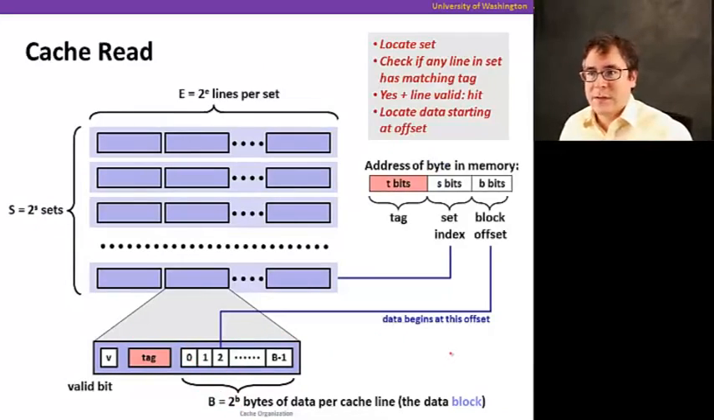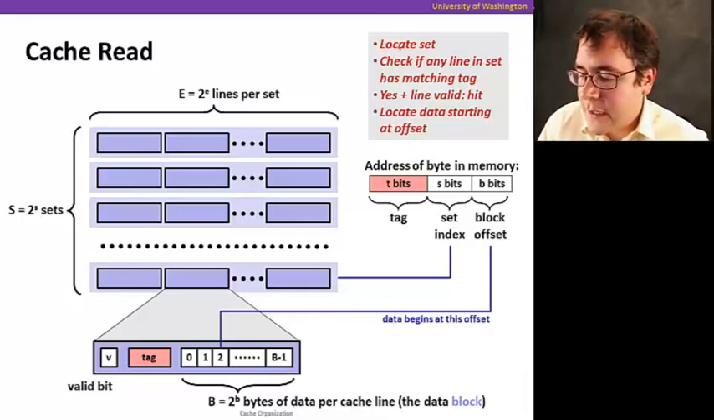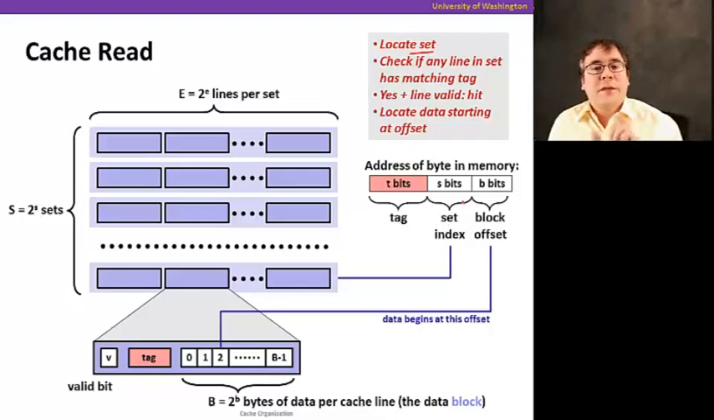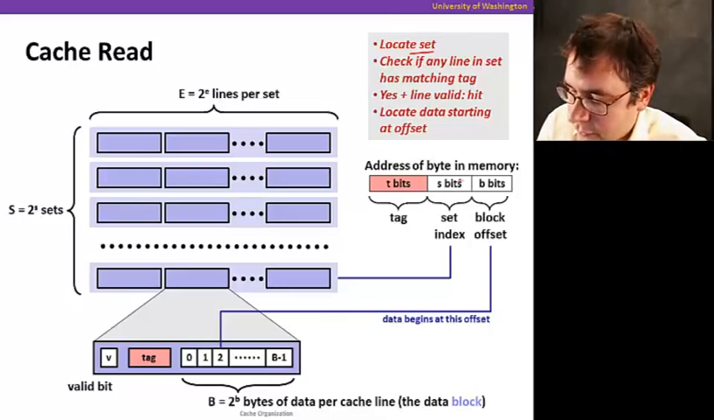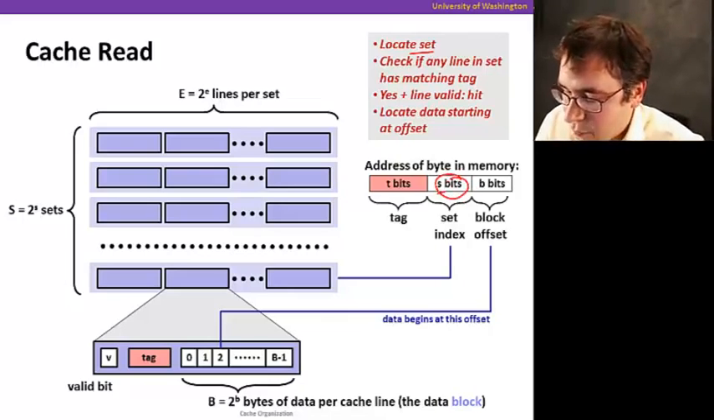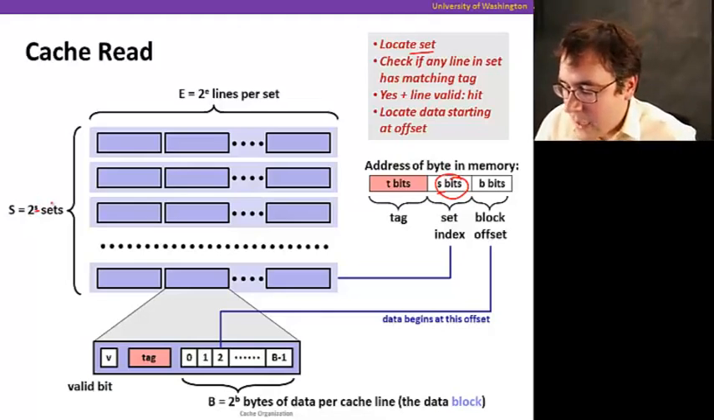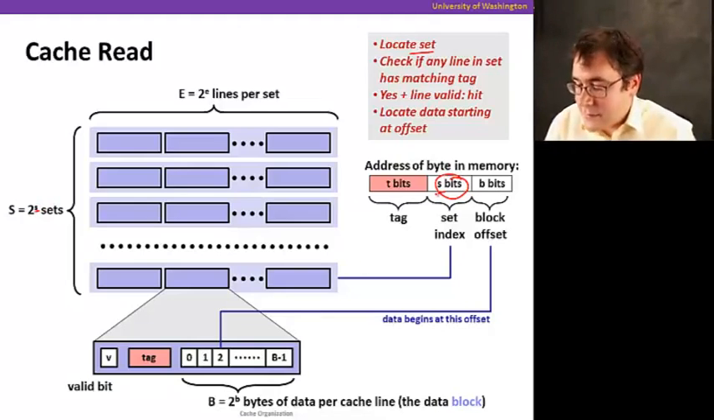Let's see how a cache read works now. There are multiple steps in a cache read. When the processor sends an address to the cache to be looked up, the first thing the cache has to do is locate the set where the data goes. Remember that we saw in the previous example that some bits of the address are used to determine in which set the data goes. Those bits are here in the middle. We're going to have little s bits, because if I have 2 to the s sets, I'm going to use little s bits as the set index.